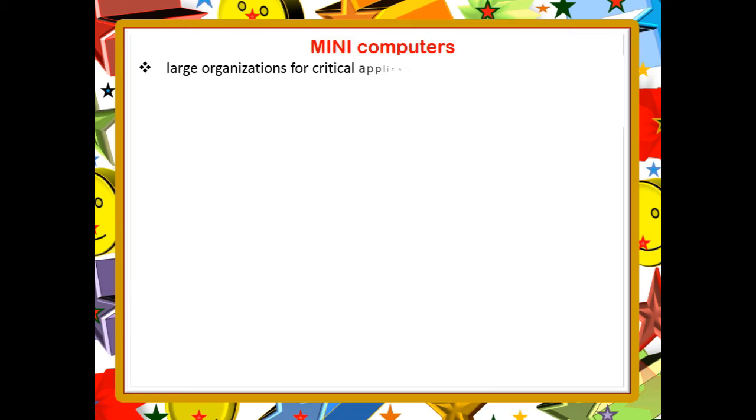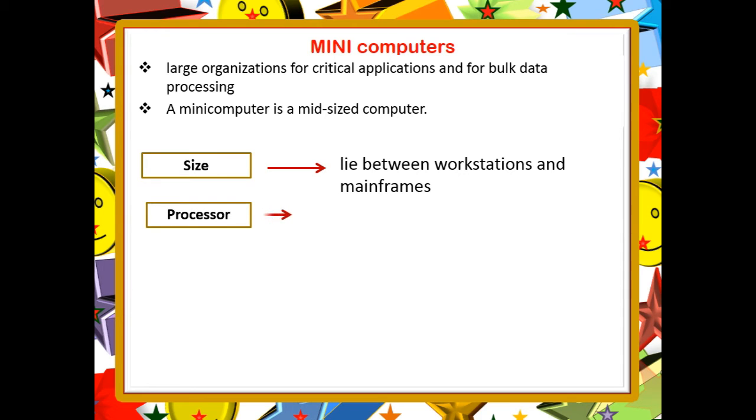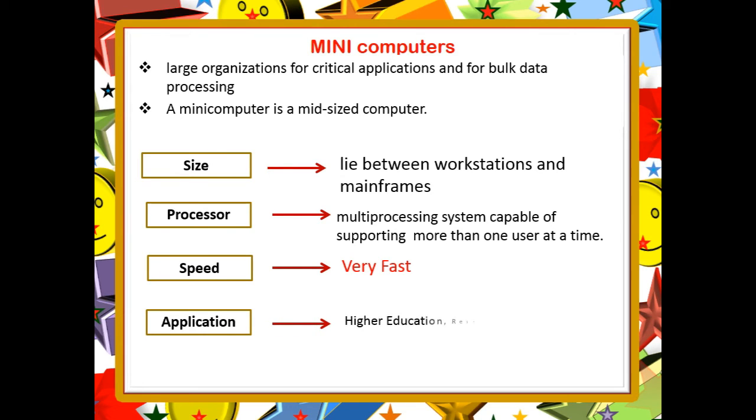Now let's talk about mini computers. Mini computers are used in large organizations for critical applications and for bulk data processing. A mini computer is a mid-sized computer. That means its size lies between workstations and mainframe computers. In mini computers, more than one user can work at a time, but in the case of microcomputers, only a single user can work at a time, and it is very fast. The applications where mini computers are used are in higher education, research and engineering, and its cost is very expensive.